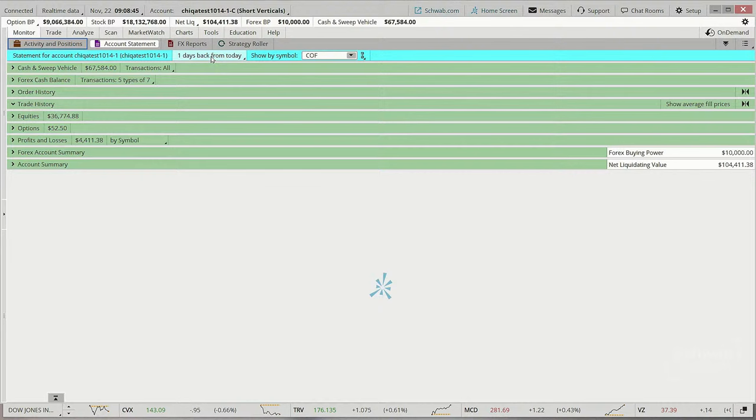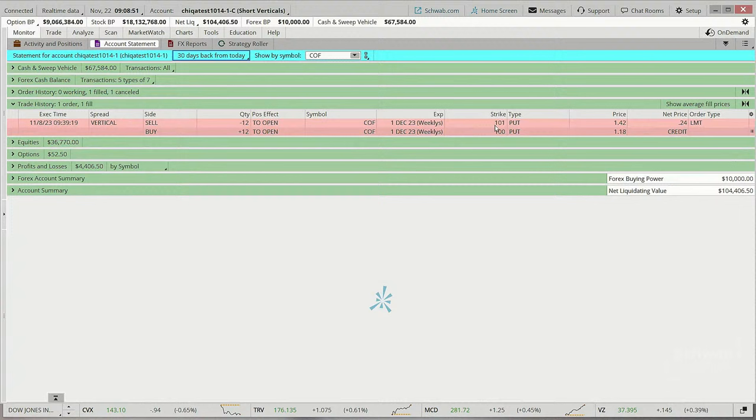And we're going to have to take this back to our 30 days. What you can do is identify the delta on the short strike price. Here's our short strike price. We sold the 101 put. So we took a look at the chart, but from a theoretical standpoint, what is the delta suggesting as far as our probability of this trade running into difficulty at this particular point in time?